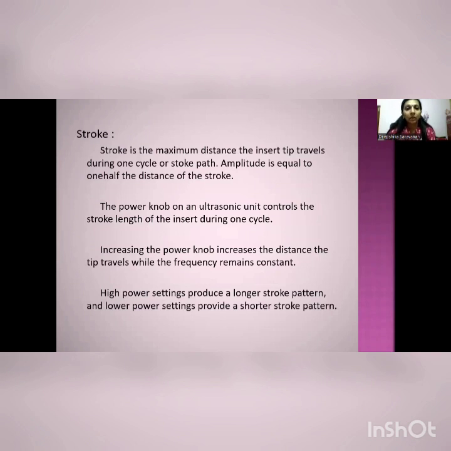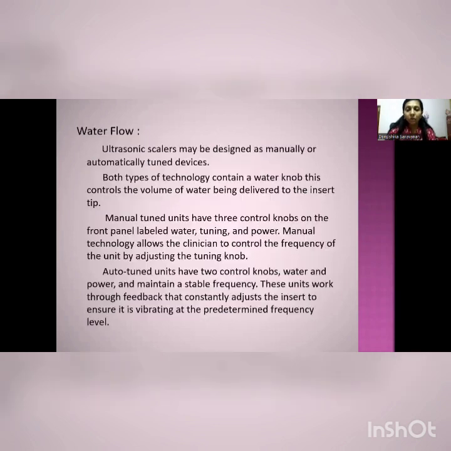So usually the stroke is the maximum distance it travels in one cycle of stroke, and amplitude is half the distance of the stroke. Power knob of ultrasonic controls the length. Increasing power knob increases the distance. So high power settings produce a longer stroke, lower power a shorter stroke.